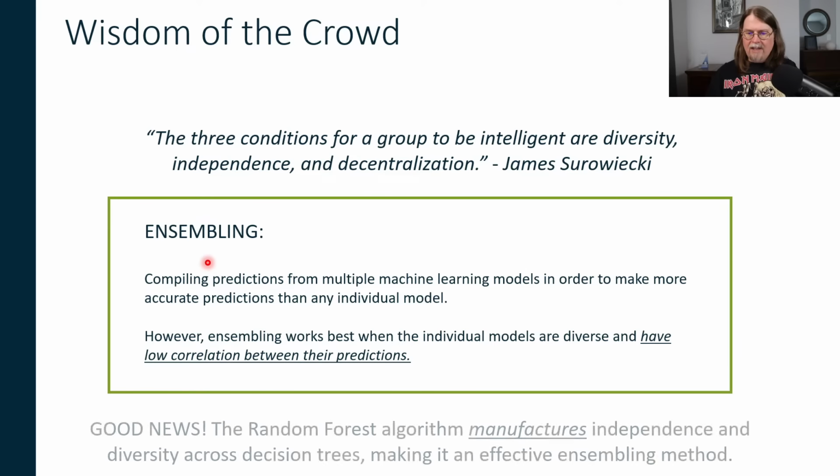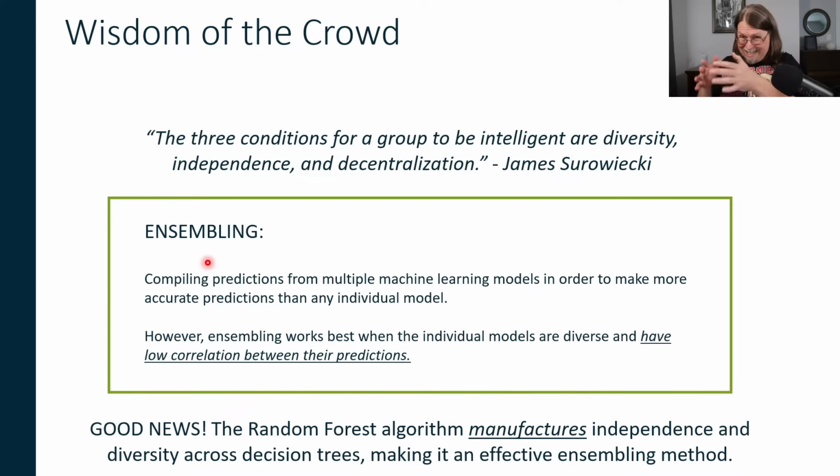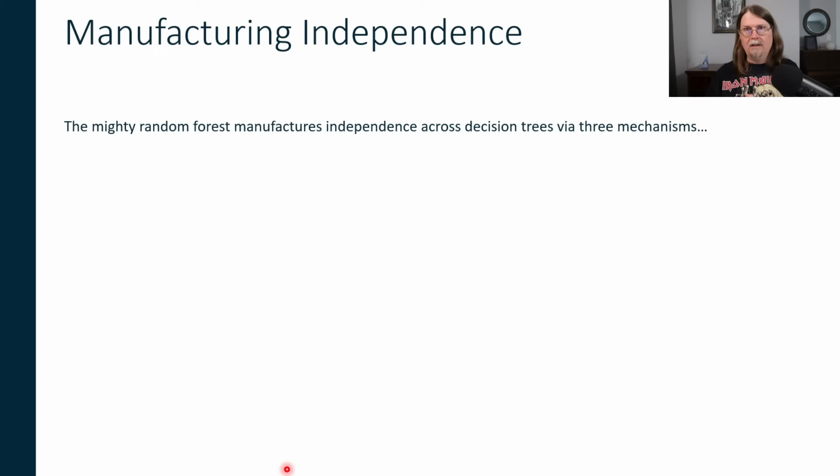Now, what's awesome is that the random forest, the algorithm, the technique, is specifically designed to manufacture independence and diversity across trees. So the random forest essentially gives you the wisdom of the crowd with just a few lines of Python code. It allows you to go from a single decision tree to many, many decision trees in an ensemble, and what you typically get are better quality predictions and more reliable predictions over time by using a random forest as opposed to a single decision tree. So we're going to explain how this works at a high level, intuitively, starting with manufacturing independence.